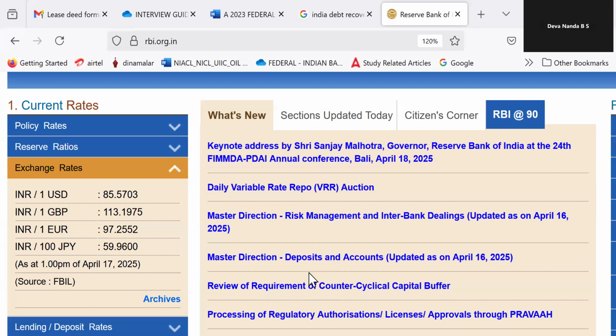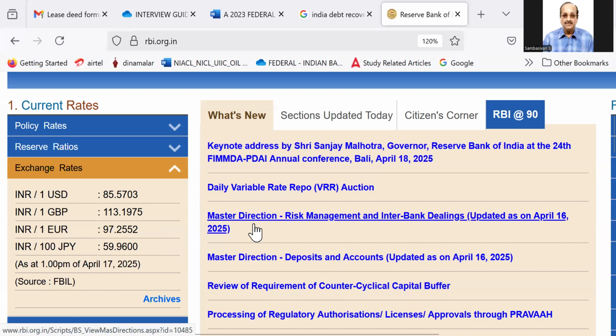Exchange rates. INR to 1 USD, it's 85.5703. We need not remember up to 4 digits; just 2 digits will do. 85.57. Not bad. Now, the US dollar has weakened, it seems. It was 86, 87 and all. We are doing well now.